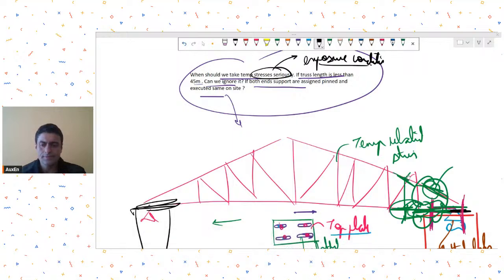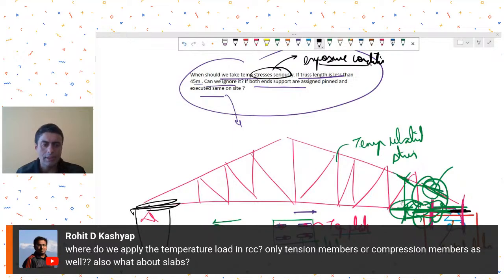All right. Okay. Mr. Rohit Kashyap is asking, where do we apply temperature loads in RCC? Only tension member or compression member as well. What about slabs? So in RCC beam columns, you could apply axial temperature stresses. That means temperature stresses which are going to cause elongation or shortening. You should use software and use the option where axial elongation or axial contraction is assigned to your beams or columns.